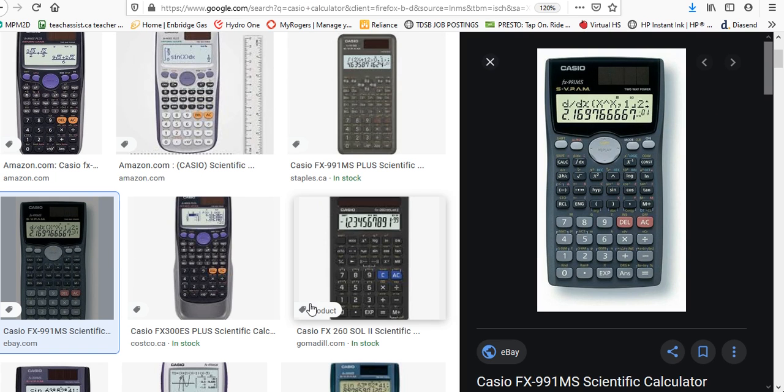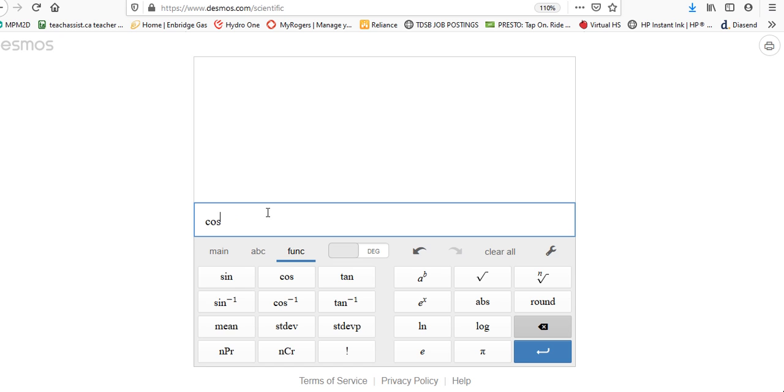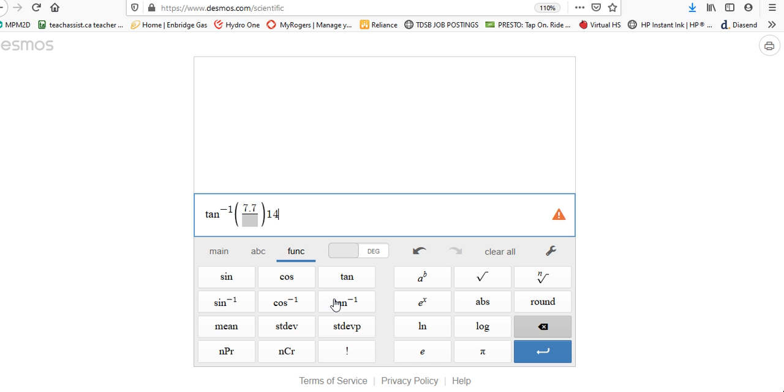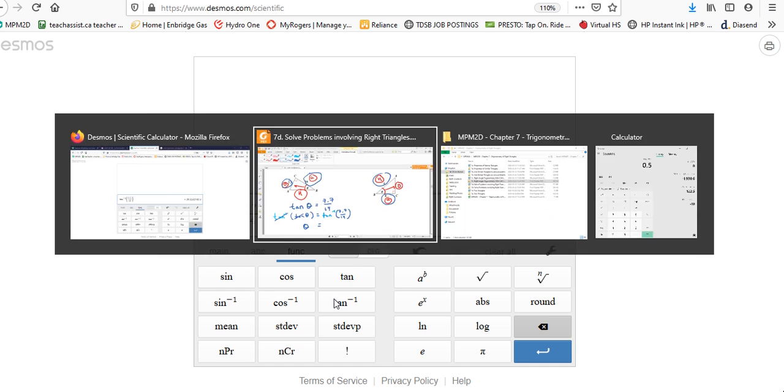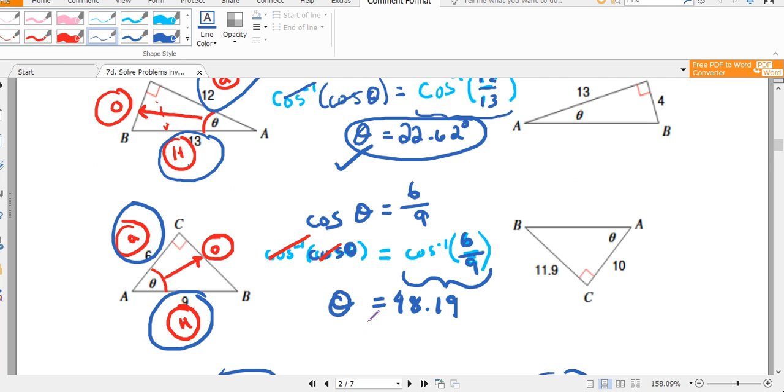So let's find out. What does it give us? Tan inverse of 7.7 over 14. And my answer is 28.8 degrees. Theta equals 28.8 degrees. Okay? Well, I hope I put degrees in my other answers. I did. Oh, I did not here. These are all angles. Don't forget.